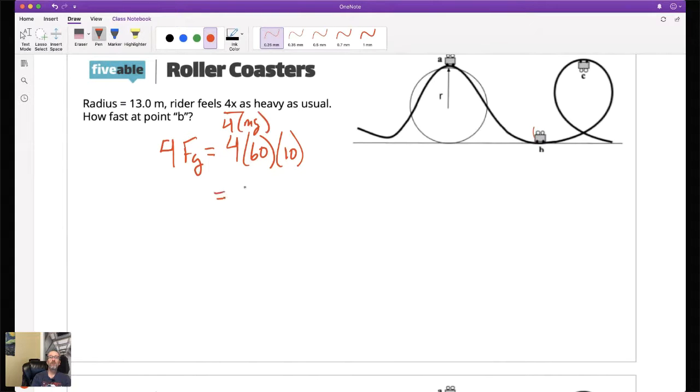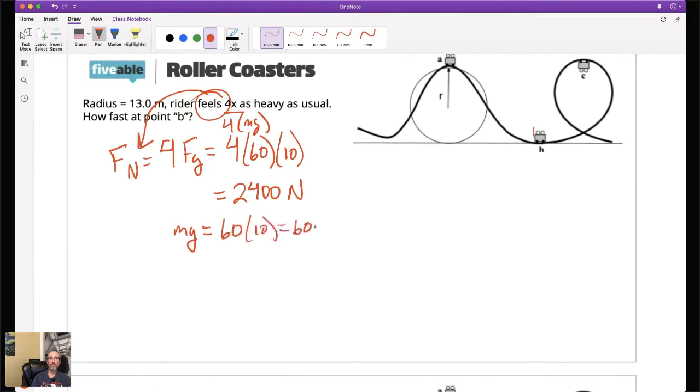So this person feels like they are 600 times 4, which is 2,400 newtons. But that's not Fg. That is Fn, because remember, whatever you feel is your normal force. So our normal force now we know is 2,400 newtons. We know our mg is equal to 60 times 10, so that would be 600 newtons. And we want to know how fast are we moving. So let's draw a free body diagram for point B.